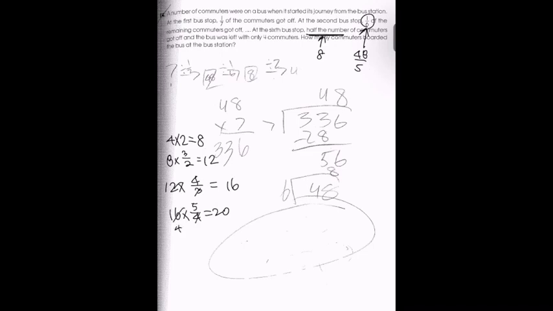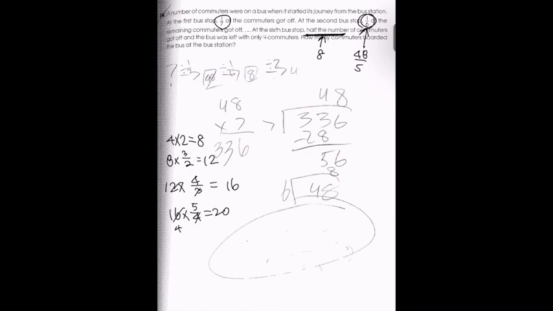And the reason why we do this is because at the 6th bus stop, half the number of people got off. So at the first, 1/7 got off. At the second, 1/6 got off. So I completely forgot about the part they didn't tell us. So that means at the 3rd bus stop, 1/5 got off. At the 4th bus stop, 1/4 got off. At the 5th bus stop, 1/3 got off. And that is why at the 6th, half got off.